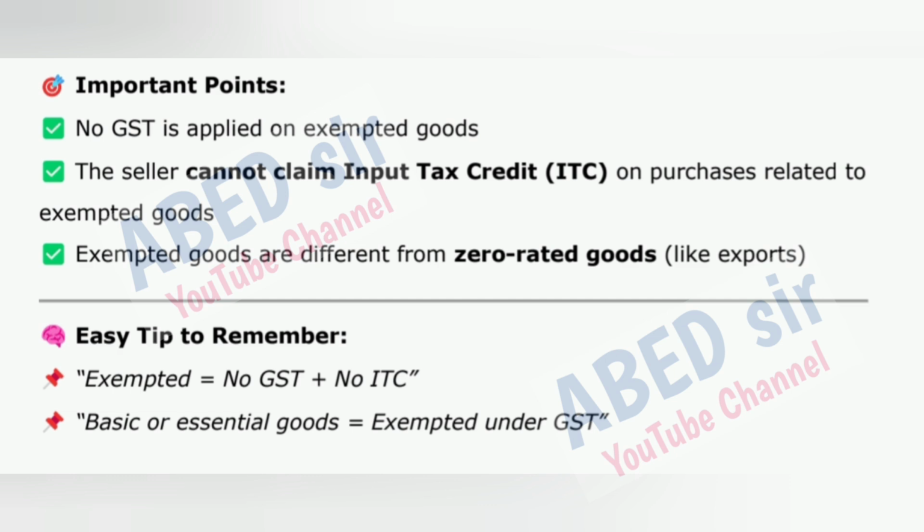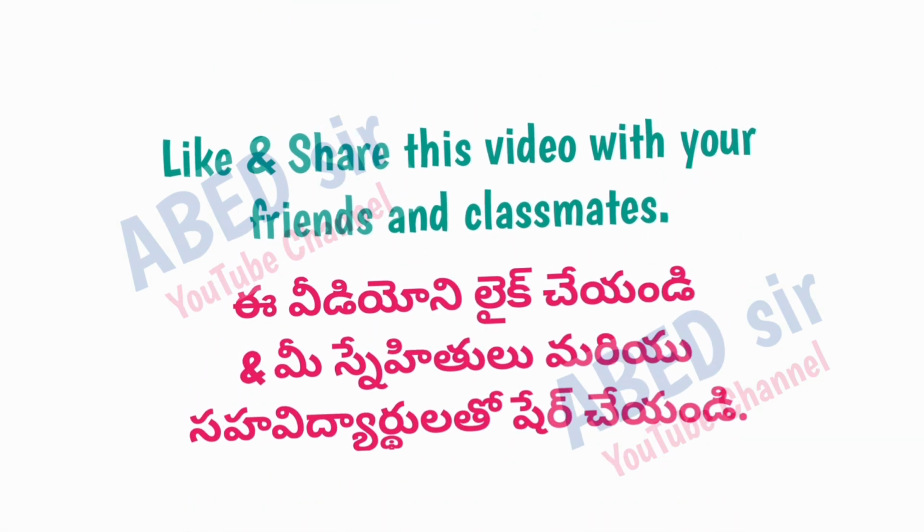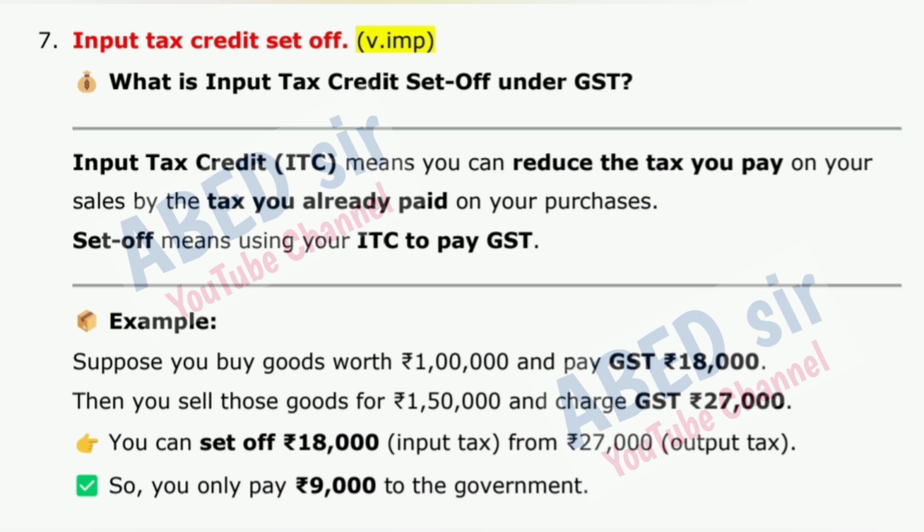Next important short question is 7. What is input tax credit set off under GST? Input tax credit, ITC, means you can reduce the tax you pay on your sales by the tax you already paid on your purchases. Set off means using your ITC to pay GST.